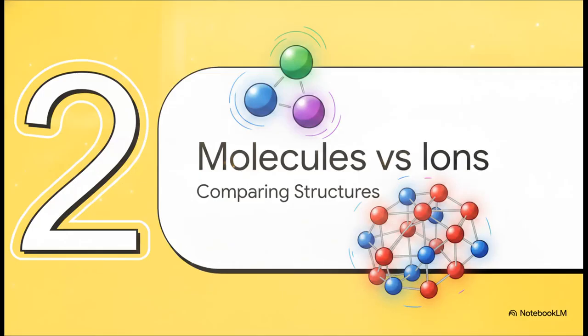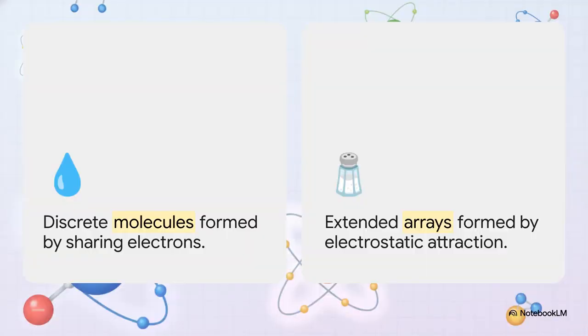Section 2. Molecules versus ionic arrays. Now, what's truly fascinating is how these atoms actually combine. They generally take one of two paths. First, nonmetals can share electron pairs to create distinct, independent little packages. We call these molecular compounds.